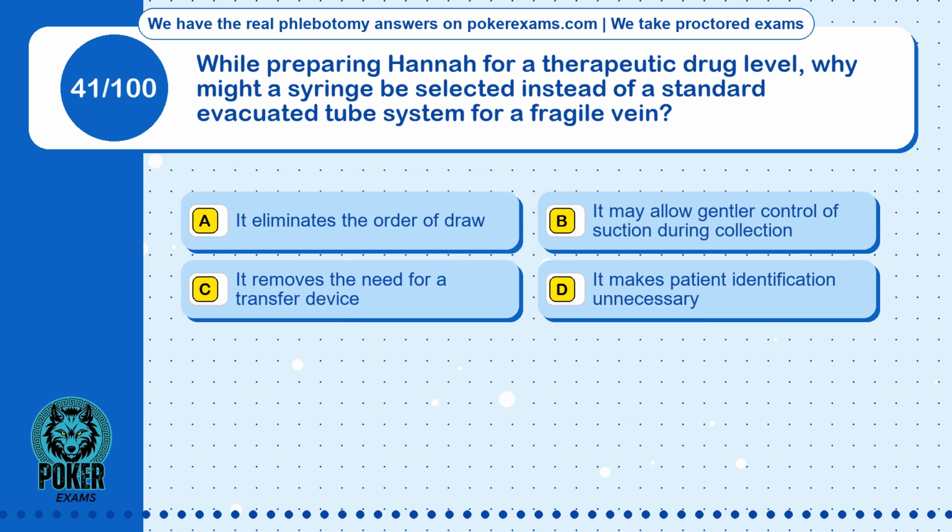Question 41. While preparing HANA for a therapeutic drug level, why might a syringe be selected instead of a standard evacuated tube system for a fragile vein? Option A. It eliminates the order of draw. Option B. It may allow gentler control of suction during collection. Option C. It removes the need for a transfer device. Option D. It makes patient identification unnecessary.